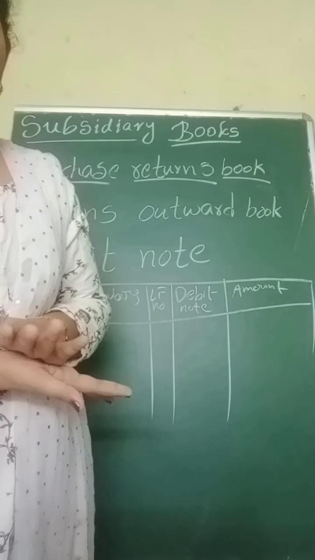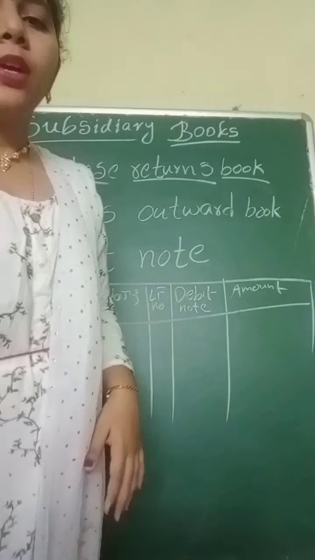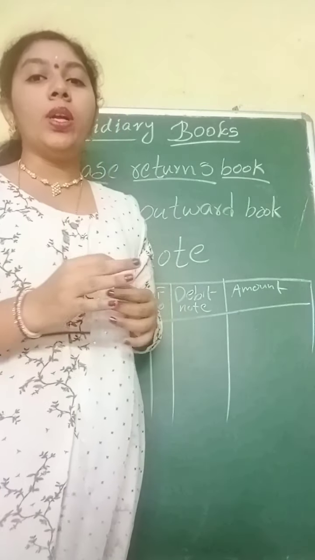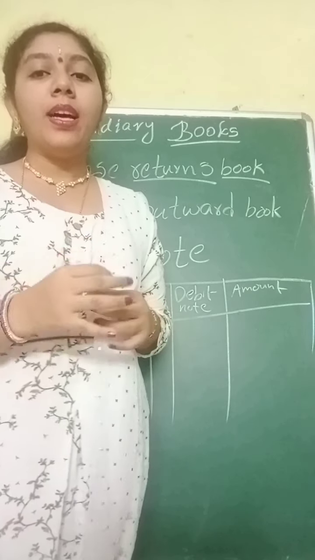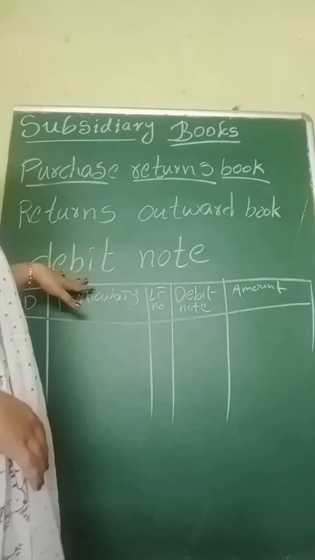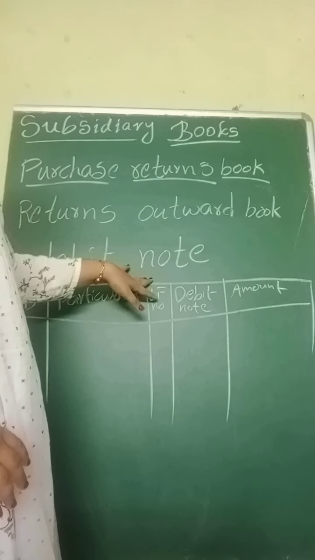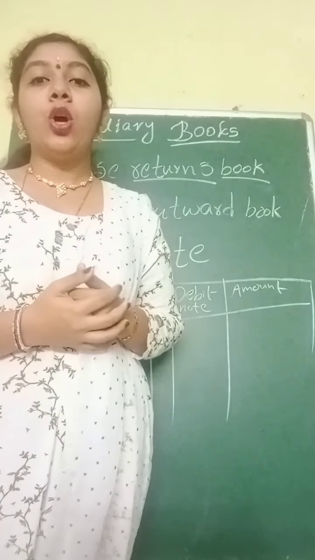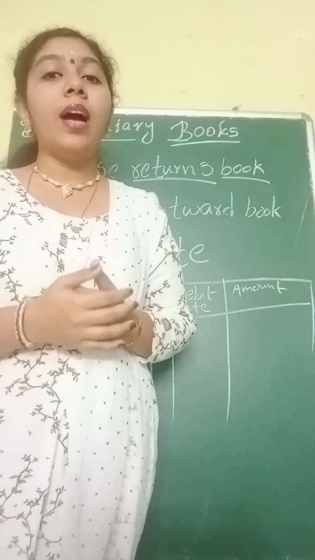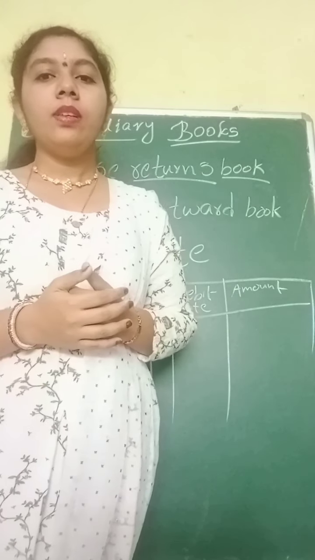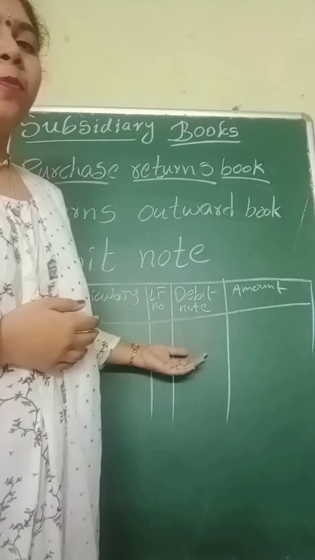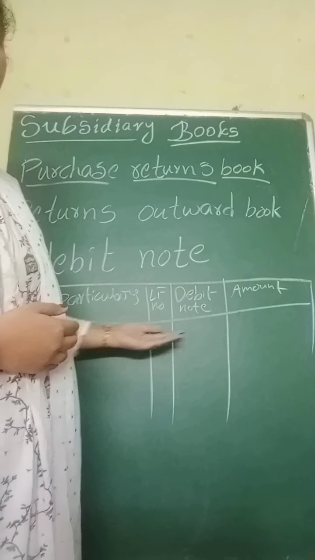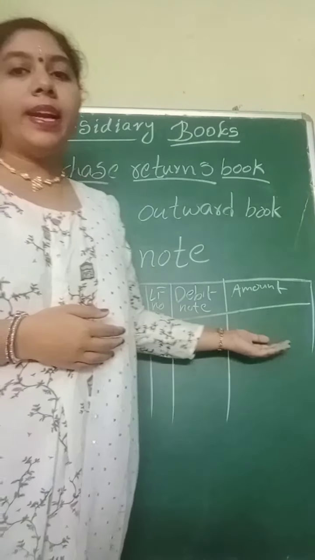So here, when goods are returned, a debit note is sent to the supplier along with the goods. This is our pro forma for the purchase returns book: date, particulars, LF number, debit note and amount.